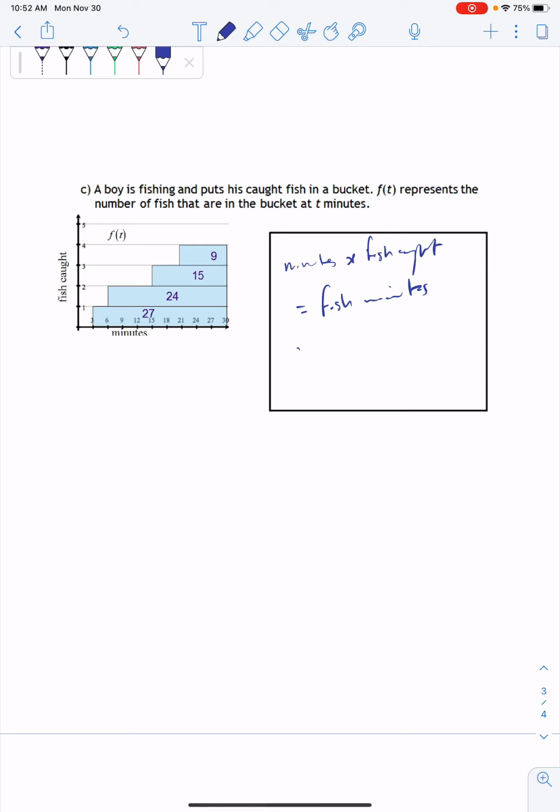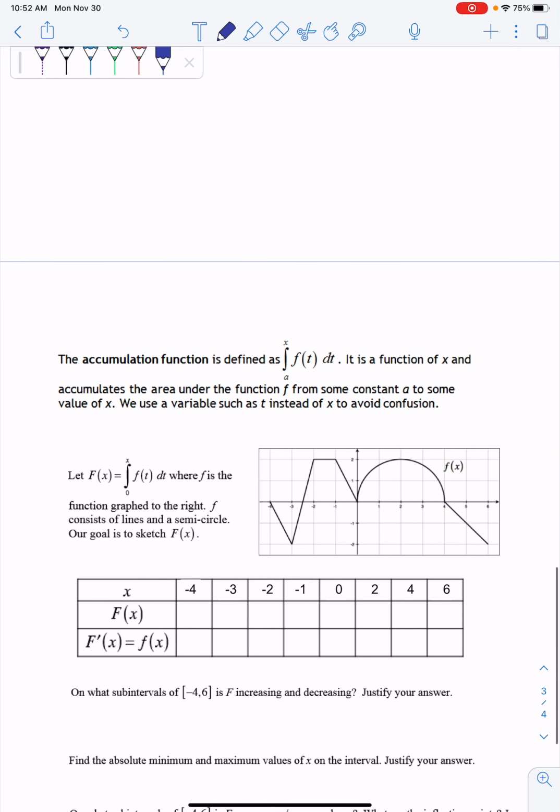So I would say the integral from 0 to 30 of f of t dt represents the total number of minutes that fish spent in the bucket. The total number of fish minutes, or minutes that fish spent in the bucket. Anyway, moving on.